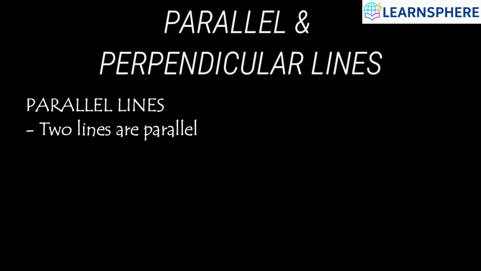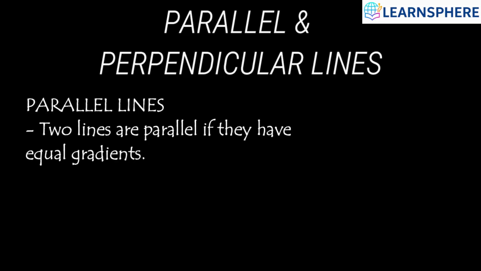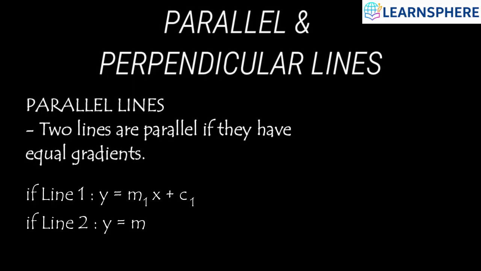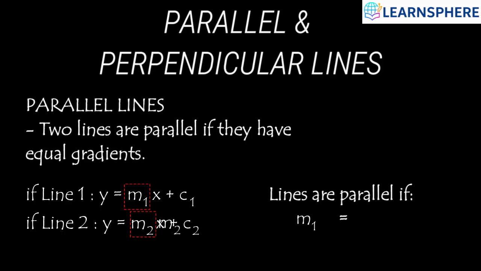Two lines are parallel if they have equal gradients. So if you have line 1, which has the equation y = m1x + c1, and line 2 is y = m2x + c2, then the lines are parallel if m1 = m2. Therefore, they have the same gradient.